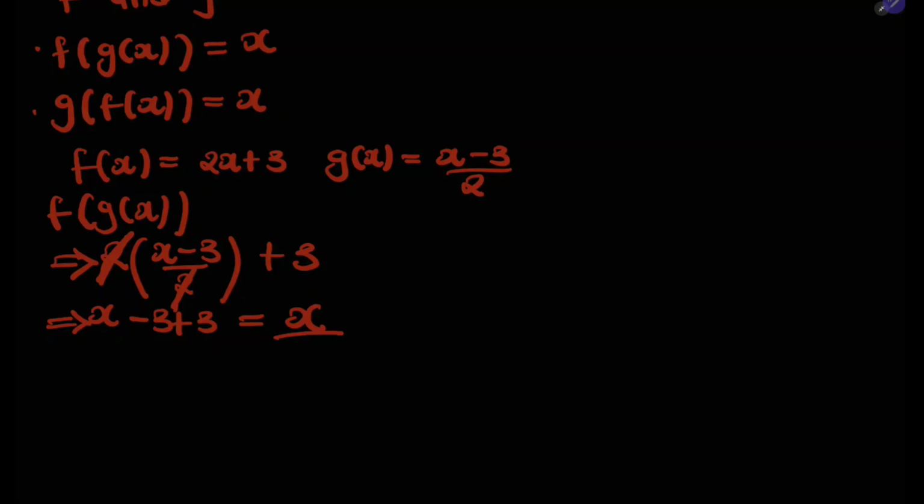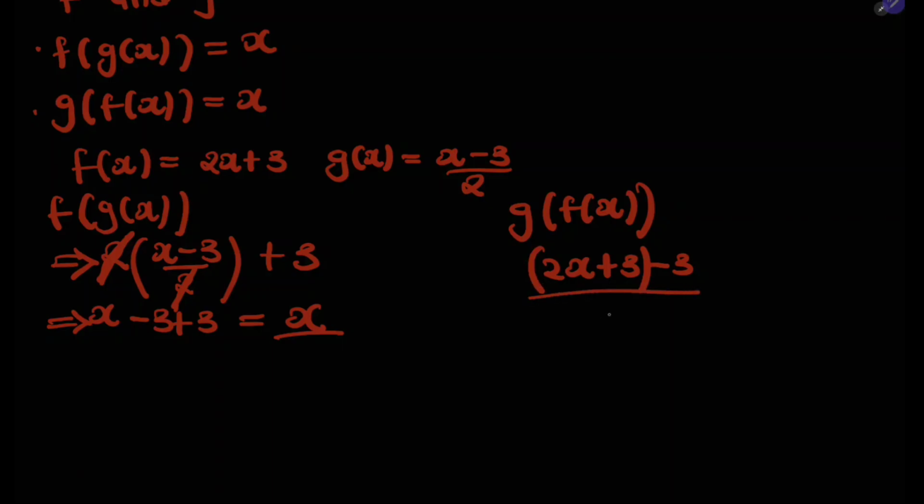So let's take the second case. Let's have g of f of x. So we are going to have 2x plus 3 minus 3, all that on 2. So this is 2x plus 3 minus 3 on 2. So as you can see, positive 3 minus 3, this gives you 0.